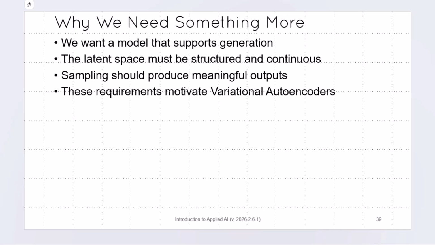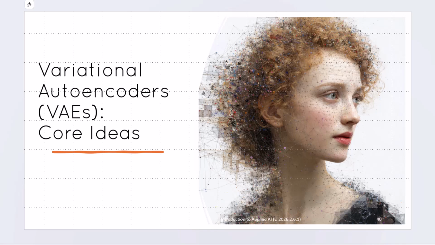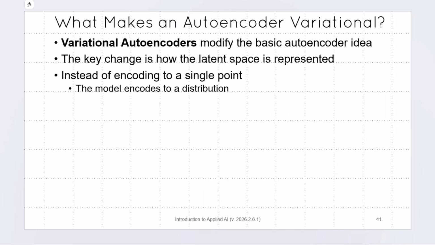Why do we need something more? Well, we want a model that supports generation. The latent space must be structured and continuous, and sampling should produce meaningful outputs. And these requirements motivate variational autoencoders. That's our next topic.